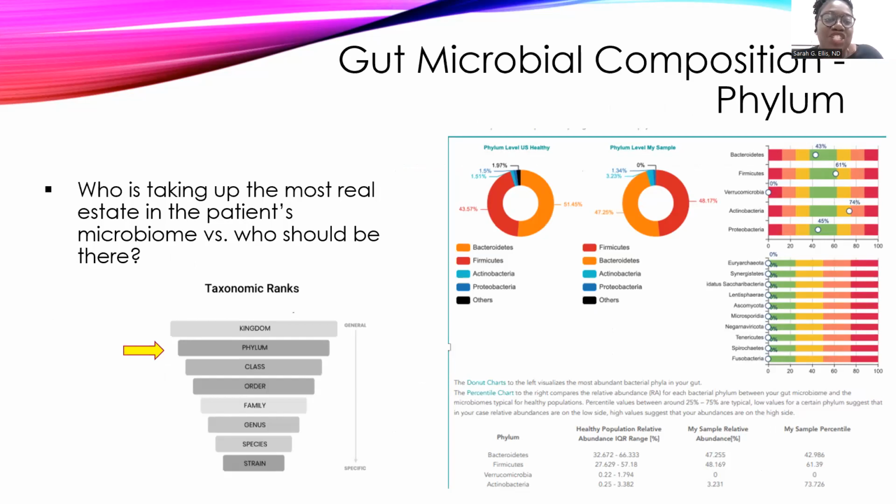Now this page looks specifically at phylum. And as I mentioned earlier, it can be as specific as species and strain. So here we are looking at these 4 phyla, and ideally Bacteroidetes should take up most of the real estate, followed by Firmicutes and the others.